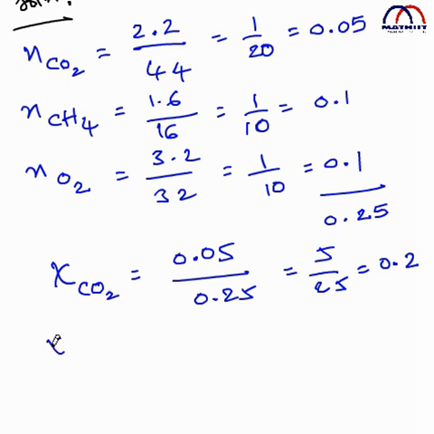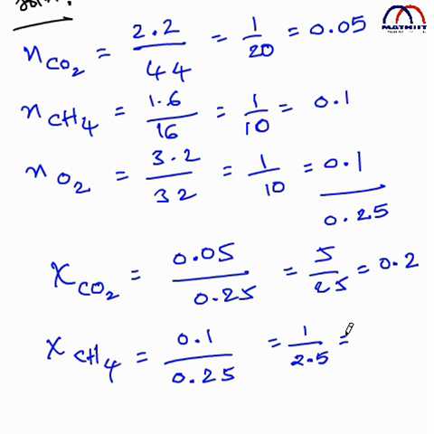Similarly, if you want to find out the mole fraction of methane, how many moles of methane are there? That is 0.1. I am taking 0.1 here and here it is 0.25. This will be equal to 0.1 by 0.25, that is 1 by 2.5, or it is 10 by 25. 10 by 25 is nothing but equal to 0.4.